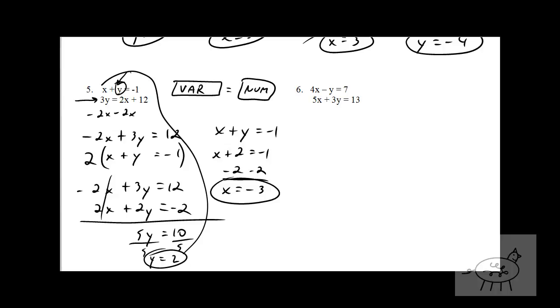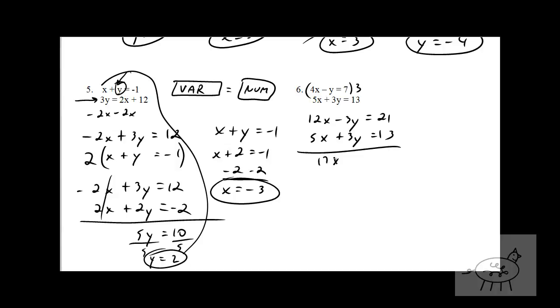Okay, for number 6, this is kind of a nice equation because it is already lined up, right? You have the x's lined up and you have the y's. We just need to eliminate one of the variables. And so I'm going to choose to eliminate the y because one's negative y, one's positive 3y, so I just need to multiply the top equation by positive 3. It's pretty sweet. So I get 12x minus 3y equals 21, and 5x plus 3y equals 13.